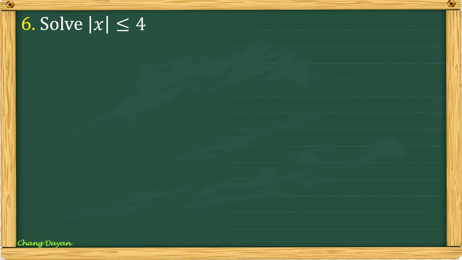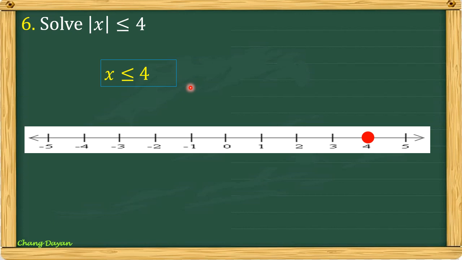Next, number 6. Solve the absolute value of x less than or equal to 4. So, simply, x less than or equal to 4. And the other one is, we'll have here the point. So, as you see, solid yung ating point kasi nga may equal sign dito.